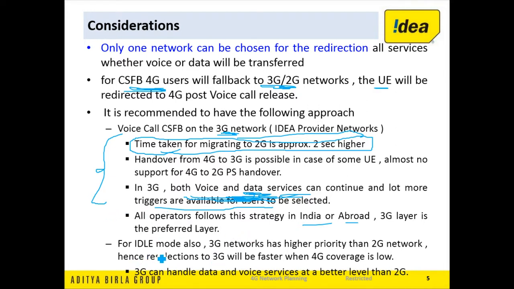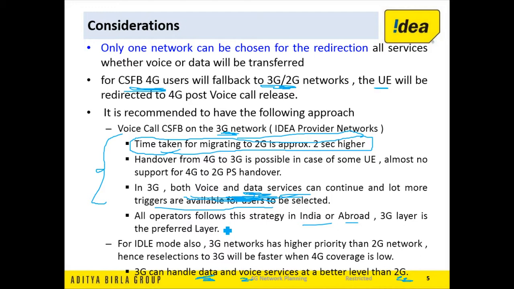Also, for idle mode, since we know that 4G has the highest priority, then 3G has the next best priority, and then 2G is the next, the reselections could be done a lot faster to a 3G layer. Another aspect is that 3G can sustain voice and data calls at far lower levels, because 3G has better sensitivity than a 2G network. In 3G we are able to sustain data calls at, let's say, -105 to -108 levels, and voice calls up to -110, while in 2G this fades away at -102 levels.